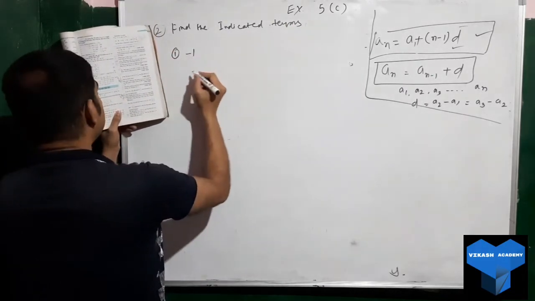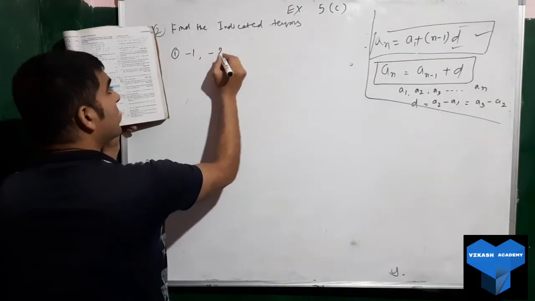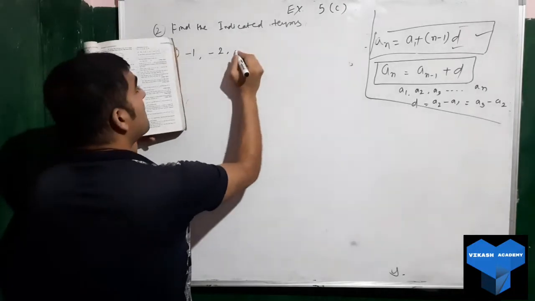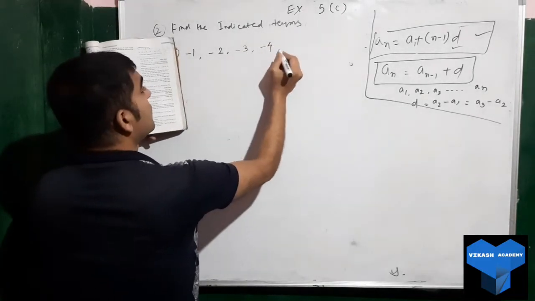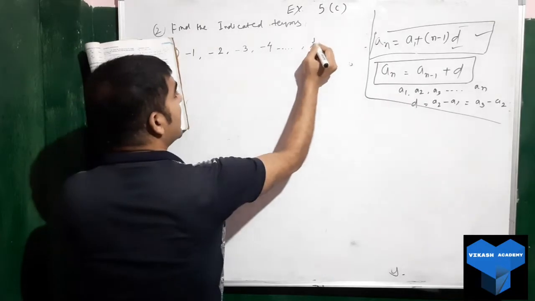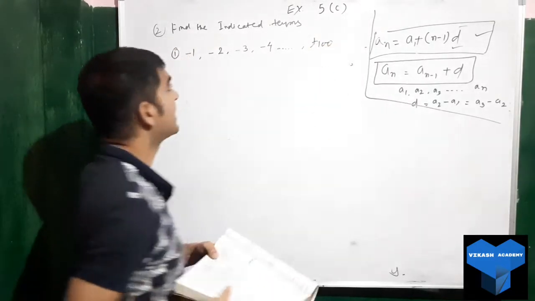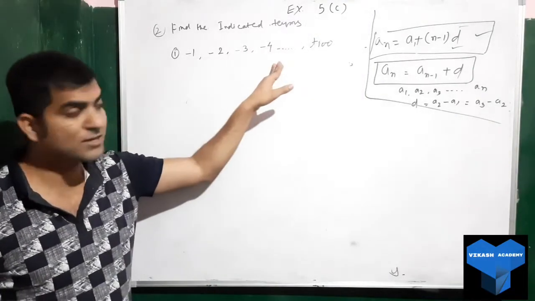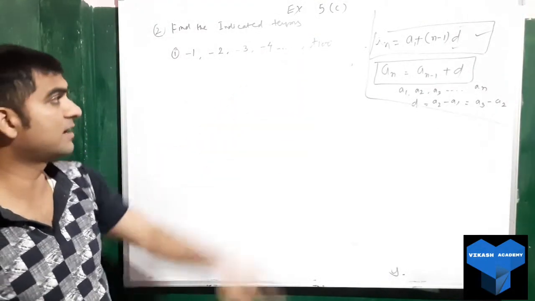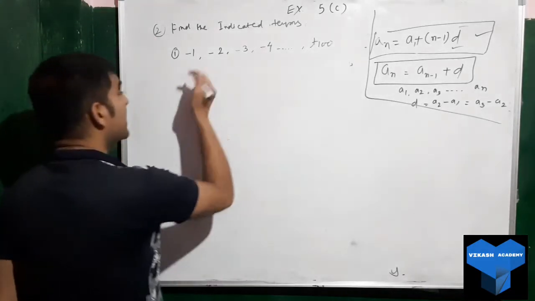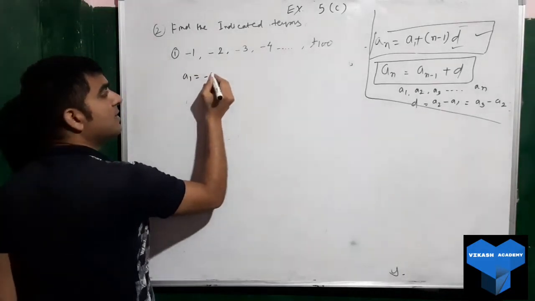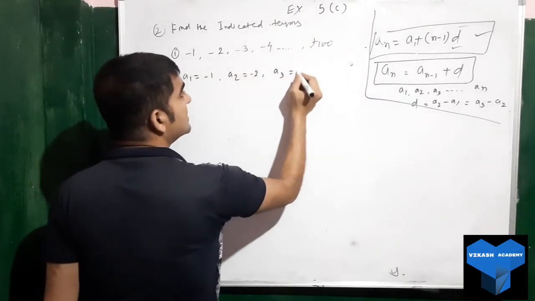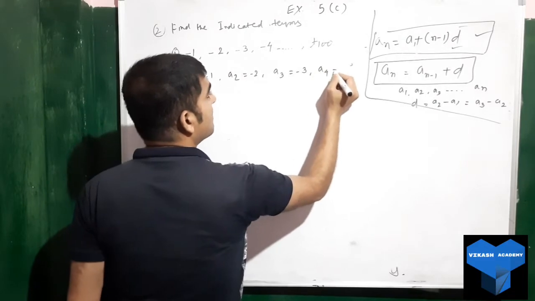You know that this exercise is the AP, and I have already discussed the AP in the previous class. So minus 1, minus 2, minus 3, minus 4, dot dot dot. We have to find T100. The indicated term is T100. So before that we write: A1 we have minus 1, A2 we have minus 2, A3 we have minus 3, A4 we have minus 4.